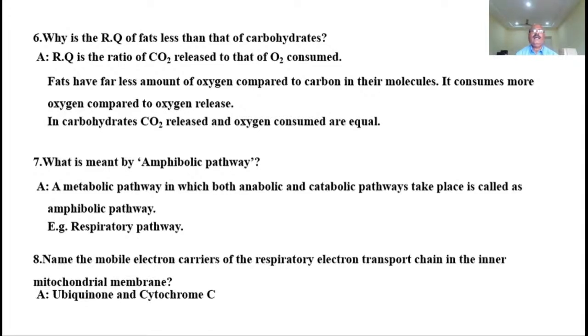What is meant by amphibolic pathway? A metabolic pathway in which both anabolic and catabolic pathways take place is called an amphibolic pathway. Example, the respiratory pathway.